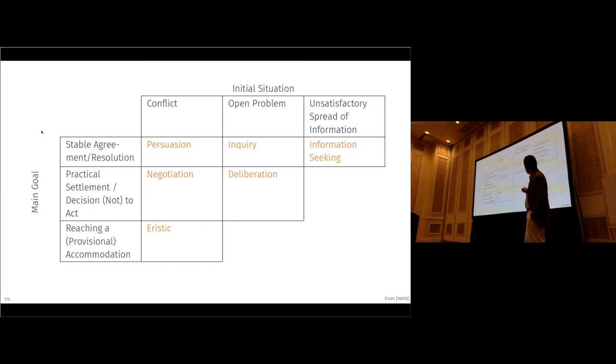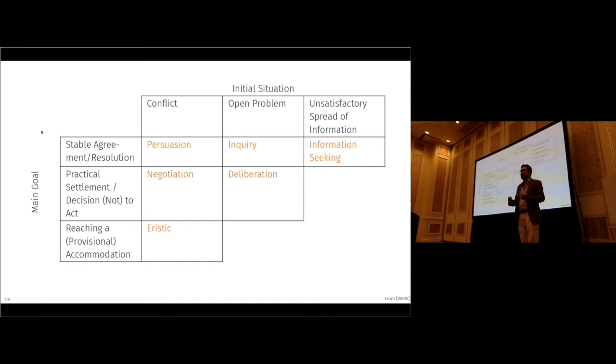But if your initial situation is an open problem and you want a stable agreement and resolution, then you are entering the realm of inquiry. And then finally, if you have a satisfactory spread of information and you want a stable agreement or a resolution, you are going into information seeking. If you want a practical settlement or a decision, then you want either a negotiation or a deliberation. While if you just want somebody to say, sure, fine, you win, I just don't care, then you essentially are going into the eristic type of dialogue.